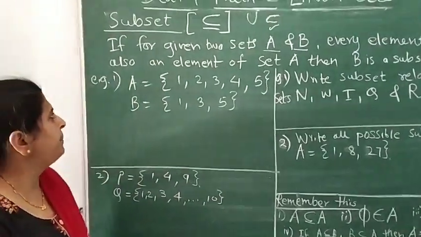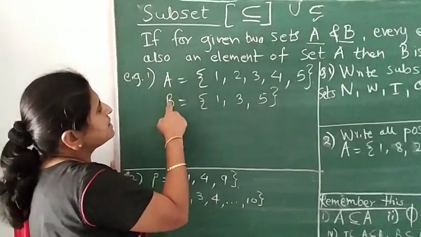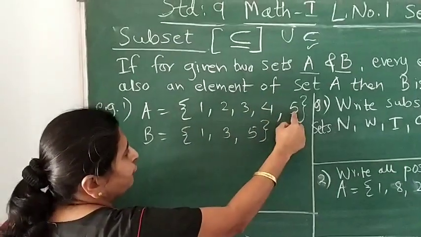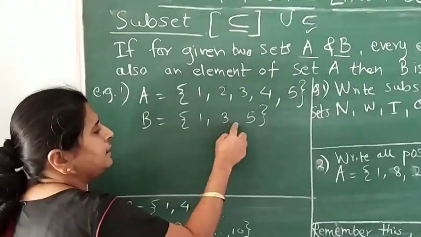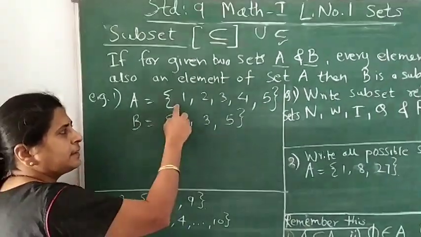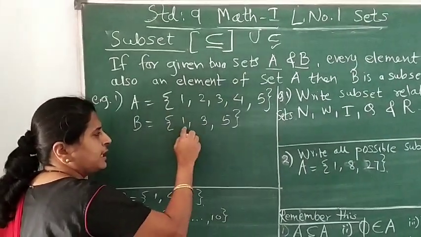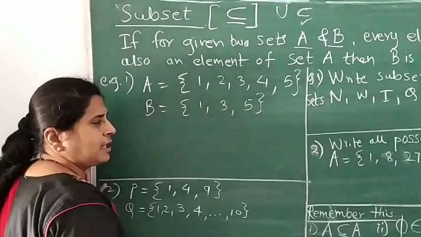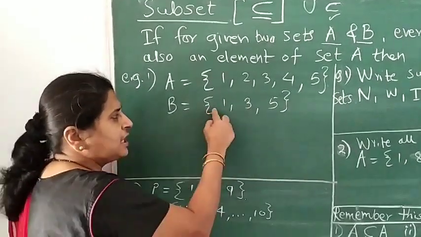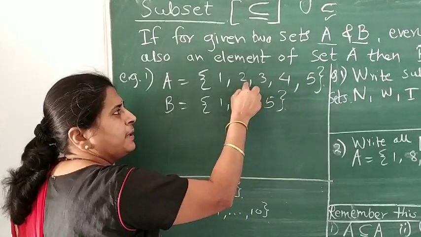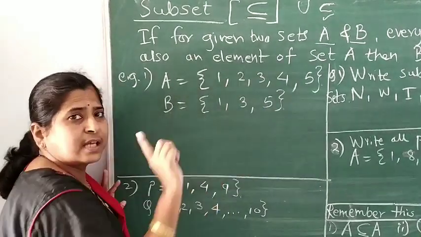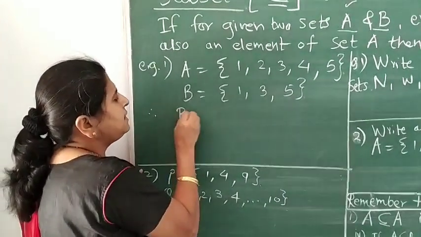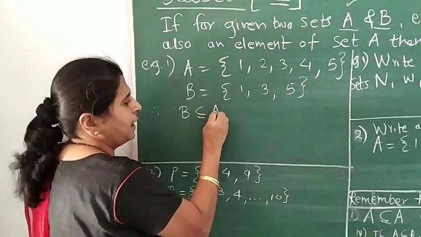Let's see some examples. For the given two sets A and B, A has elements 1, 2, 3, 4, 5, and B contains 1, 3, 5. Now we can see that elements in set A are more than set B. Here we have 5 elements, here we have 3 elements. Each element of set B is an element of set A, but vice versa is not true. Therefore, we can say that B is a subset of A.